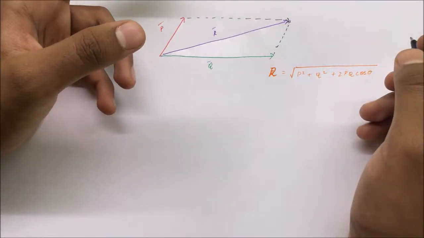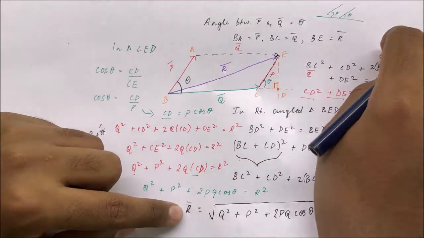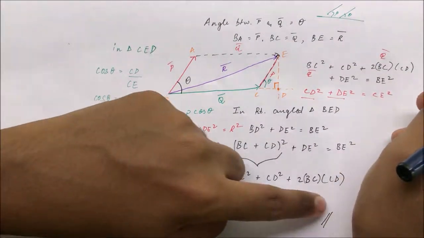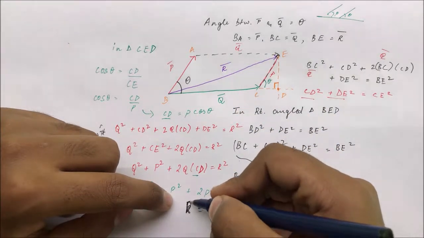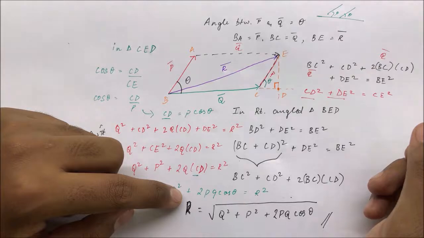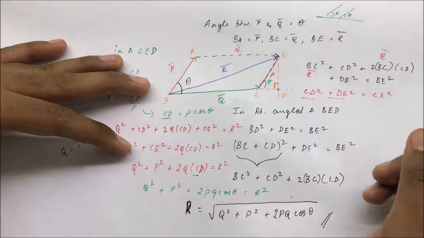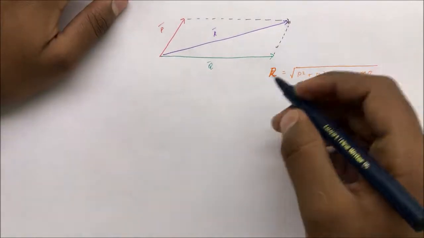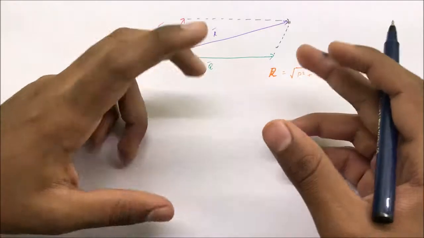Okay, so one minor correction from the previous derivation that we did. If you observe over here, I mentioned r bar to be this, but in fact it isn't r bar, it is just r, the magnitude of the vector, not the direction. So it's just r is equal to under root p square plus q square plus 2pq cos theta. This was the formula we derived earlier, and it gives you the magnitude of the resultant vector.